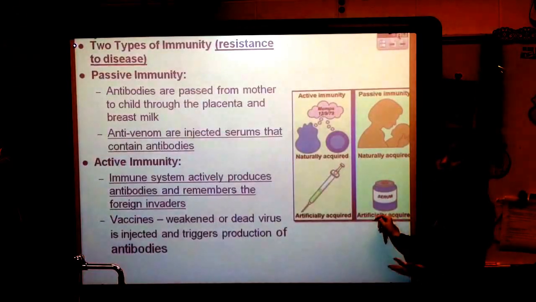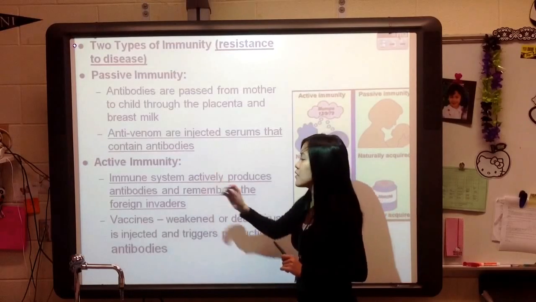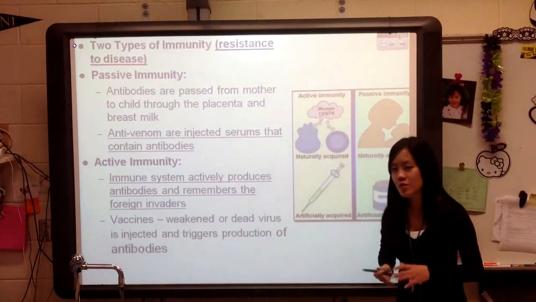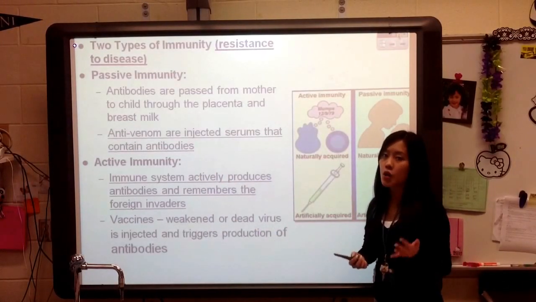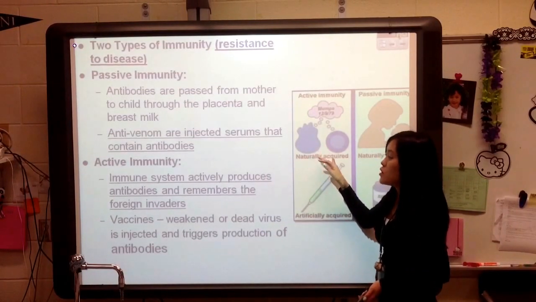Okay, it's a lab-created way, the way the doctor can give it to you. Then with active immunity, this means that your immune system is going to actively produce its own antibodies. You are going to make your own antibodies.